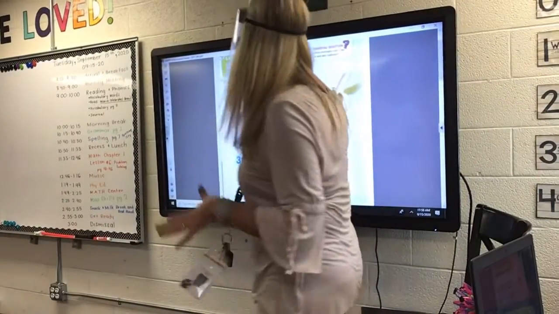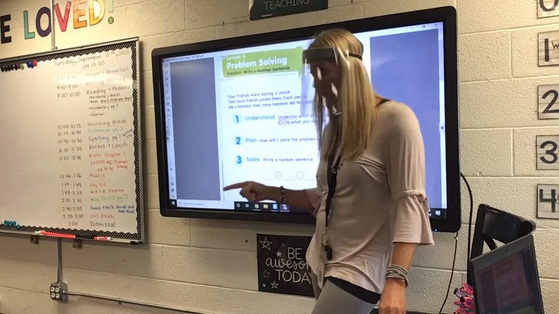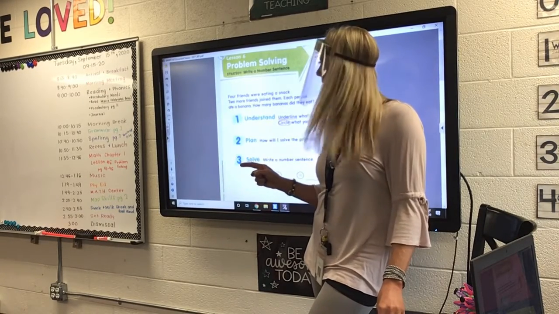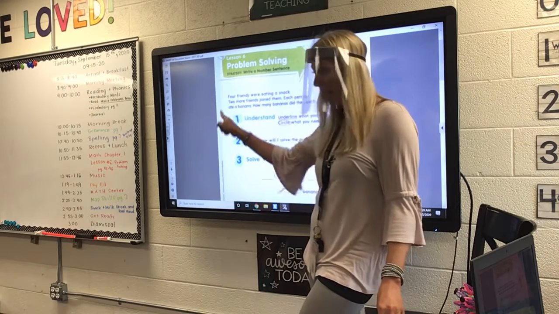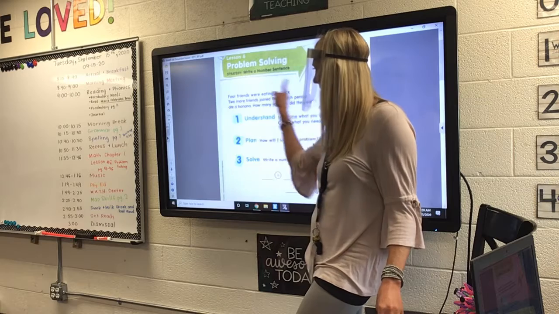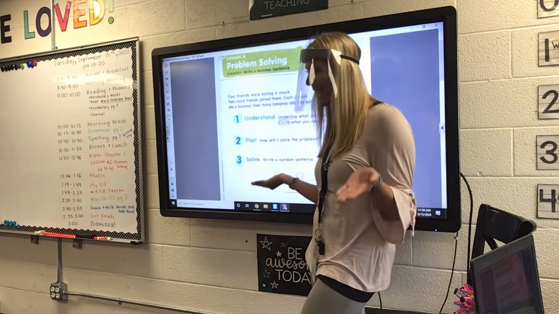So math lesson 6 is on problem solving, and we're going to learn a new strategy. And this is how to write a number sentence. Now, in math, sometimes you get a problem that looks like this. And in this problem, Mrs. Murphy doesn't see any numbers.